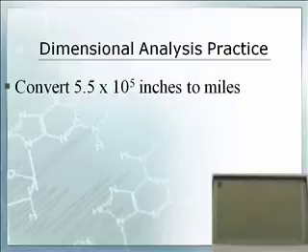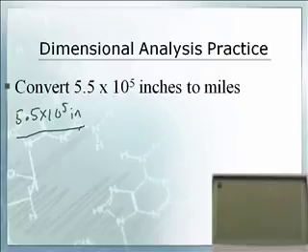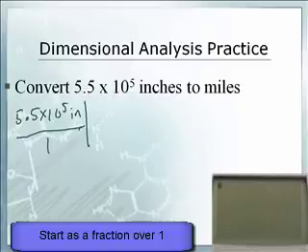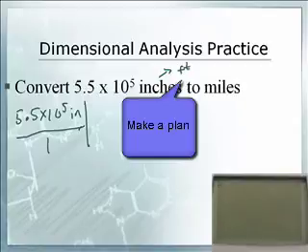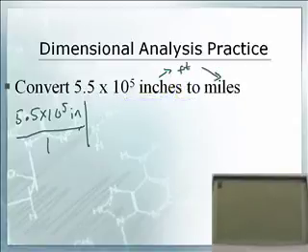All right, we go inches to miles. Ooh, this is an interesting one. So I've got 5.5 times 10 to the 5th inches over 1, and I want to convert to miles. Now, I don't think that I know how many inches are in a mile. But I know there's 12 inches in a foot, so I can go from inches to feet. And I know how many feet are in a mile. Now it's just easy. We're just going to do the math here.